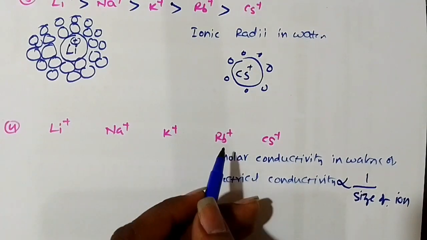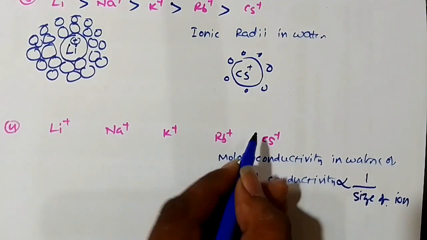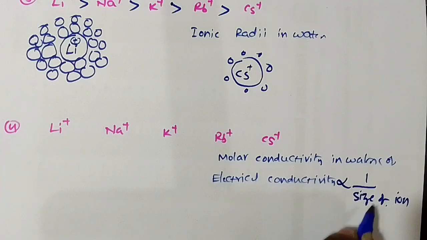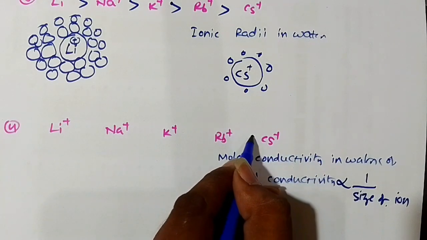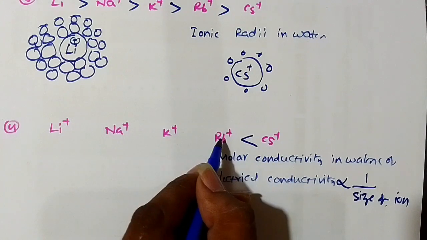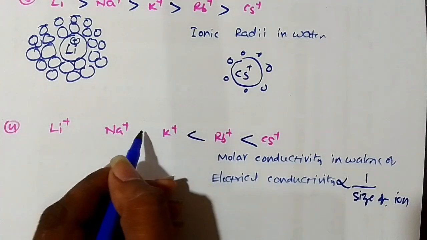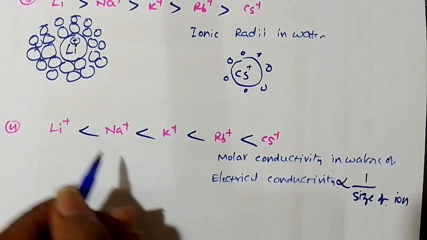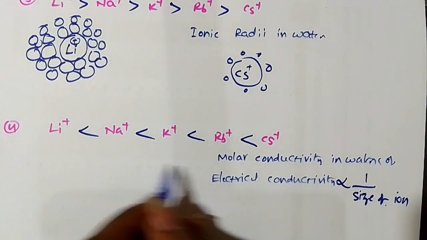Now in these ions, the size is least in the cesium ion. So size is less, electrical conductivity is more. First cesium ion has more electrical conductivity, followed by rubidium, followed by potassium, followed by sodium, followed by lithium. This is the electrical conductivity order.